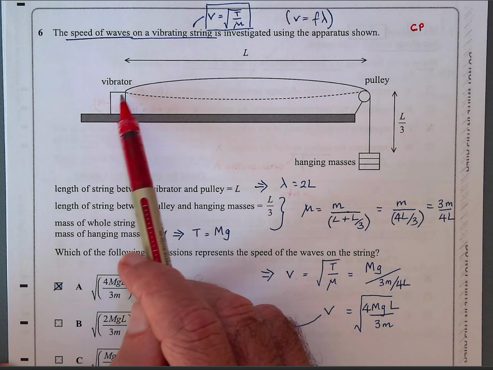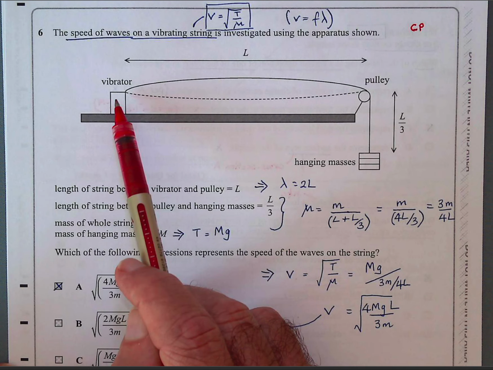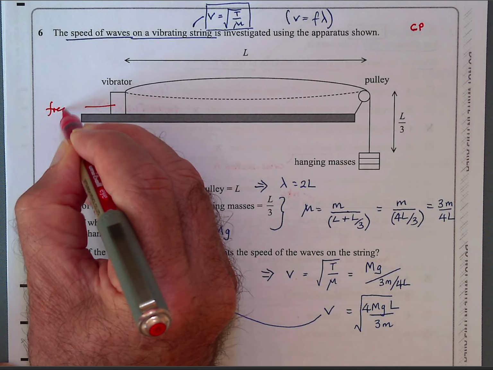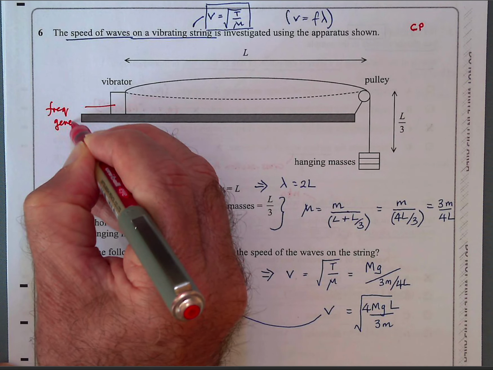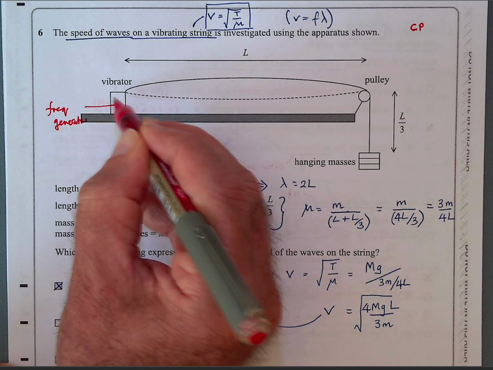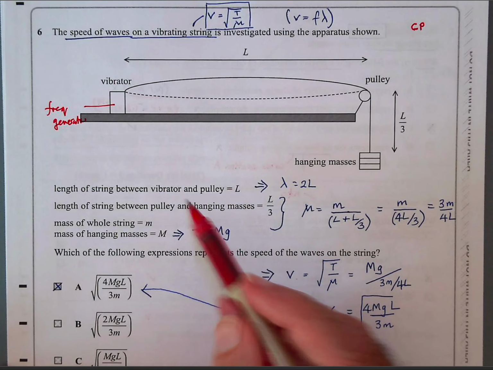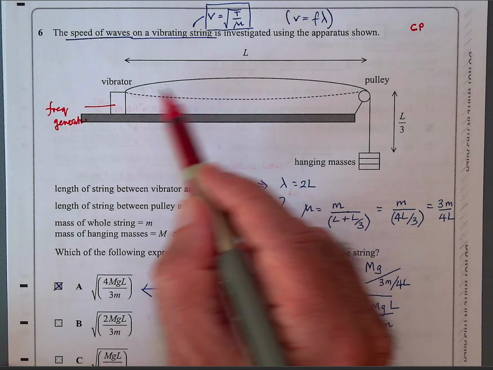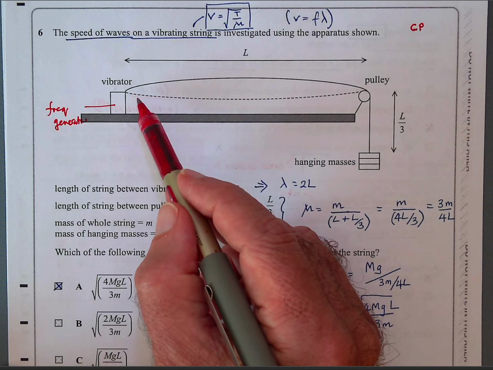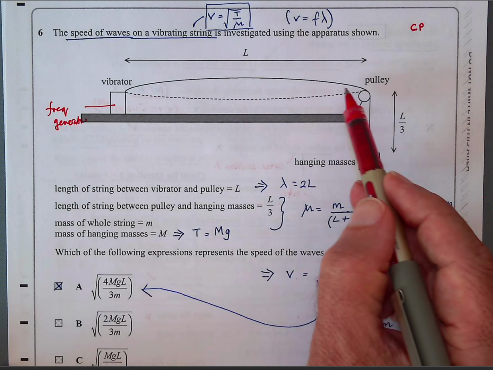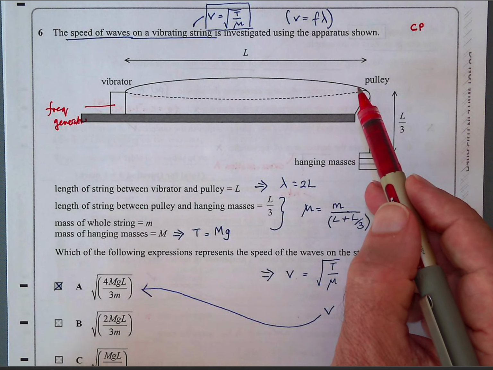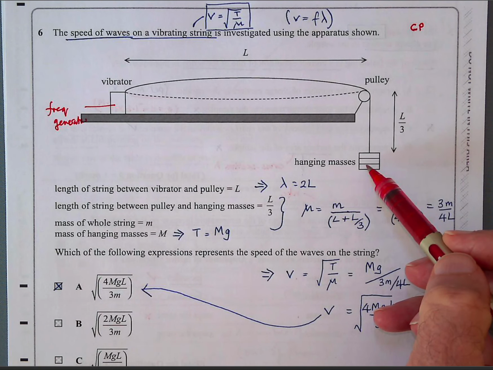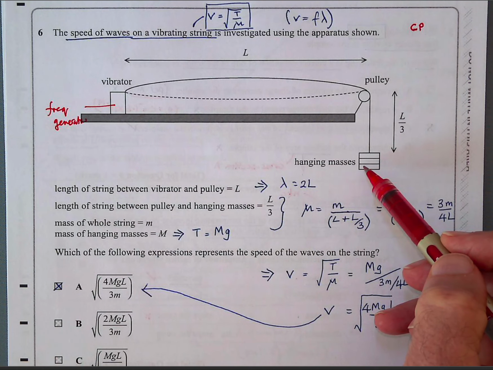So you've got a vibrator, a vibration generator, which is connected to a signal generator, so a frequency generator. So you can adjust the frequency of the vibrator. And at certain frequencies, you'll get what's called a standing wave setup. Basically, frequencies that cause maximum amplitude on the string. And you can adjust the tension using the hanging masses.